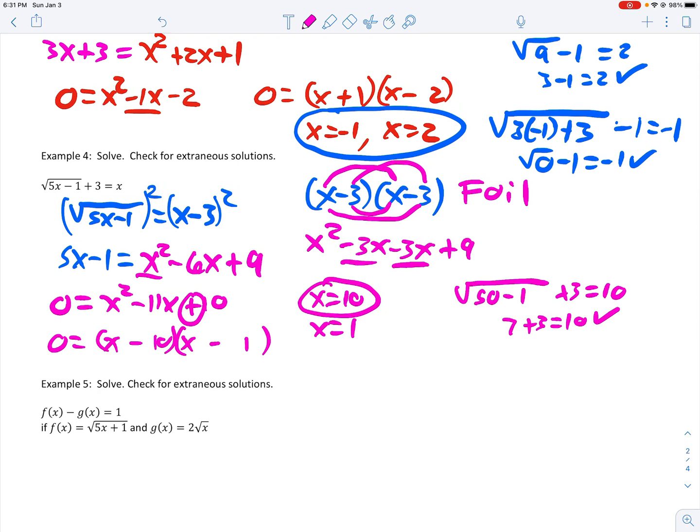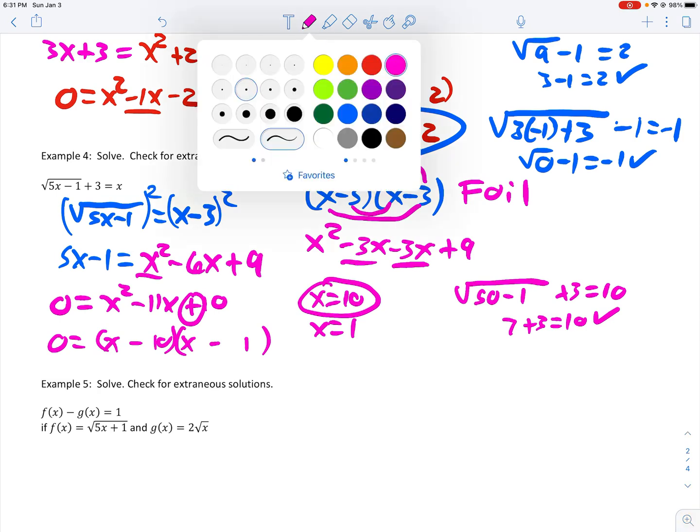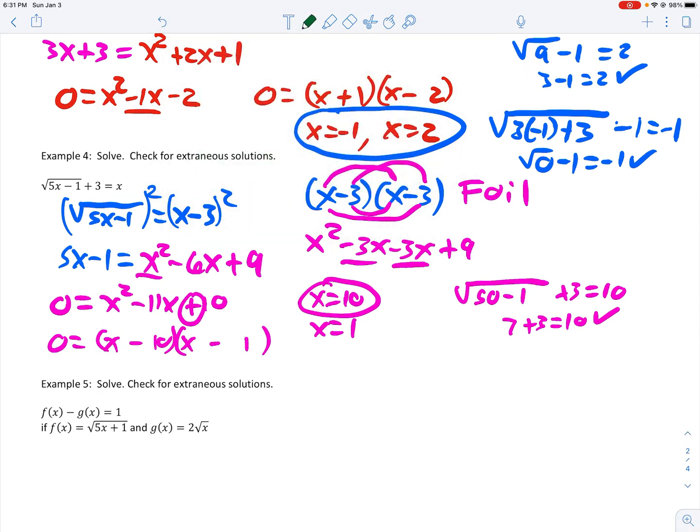All right, so if you plug in 1, right, you get 5 minus 1 plus 3 equals 1. So that gives you the square root of 4 plus 3 equals 1. Square root of 4 is 2. 2 plus 3 doesn't equal 1. So 1 is a solution for the quadratic, but not the original problem. So 1 is an example of an extraneous solution.